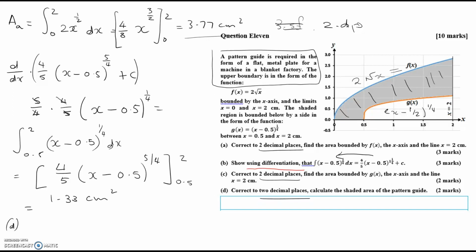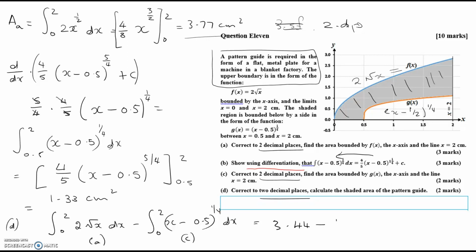So correct to 2 dp, find the shaded area. So that's going to be the integral between 0 and 2 of 2 root x, which is the top curve, minus the integral between 0 and 2 of the bottom curve, and the bottom curve is just what we've done. So we know all that. We've done each step. The first one was from part A and the second one was from part C. So it's going to be 3.44 minus 1.33, which is equal to 2.44. Don't forget to give the units.